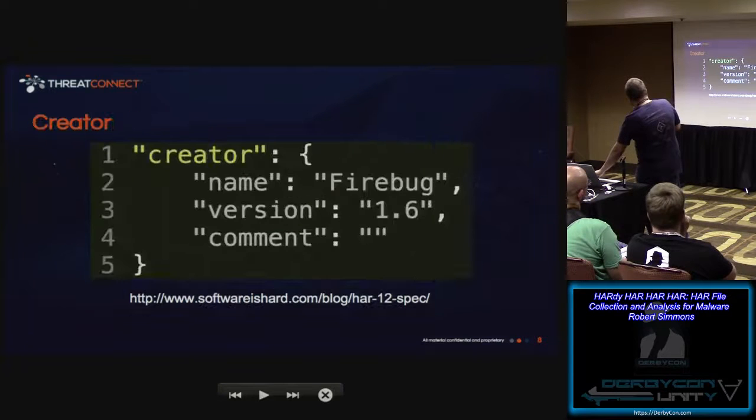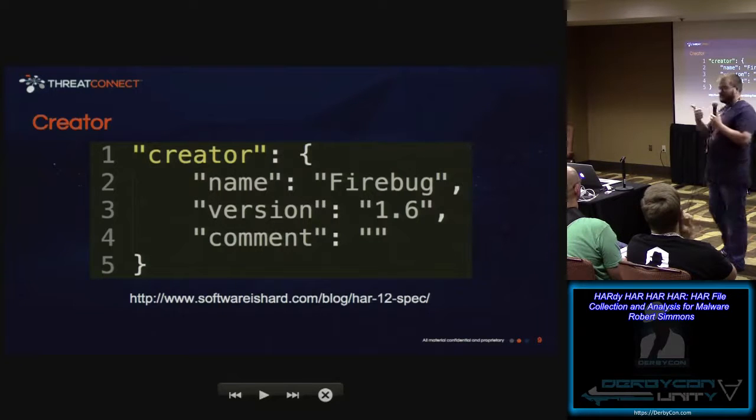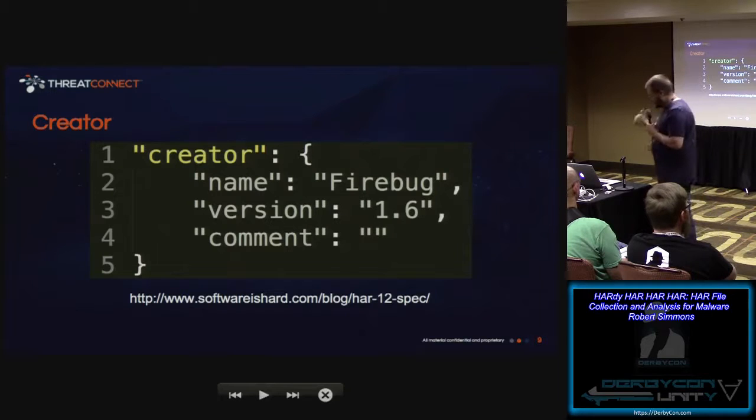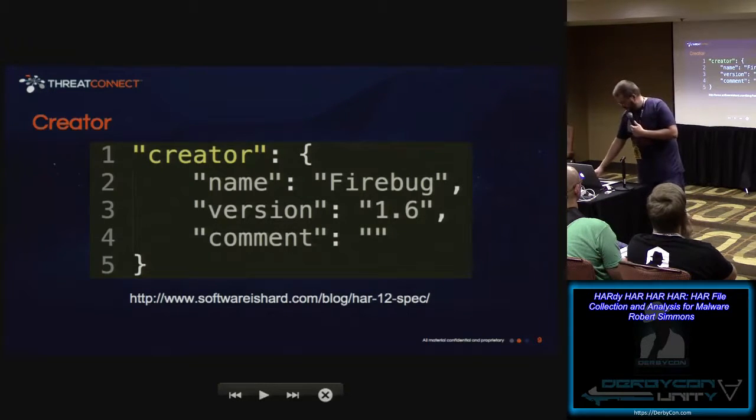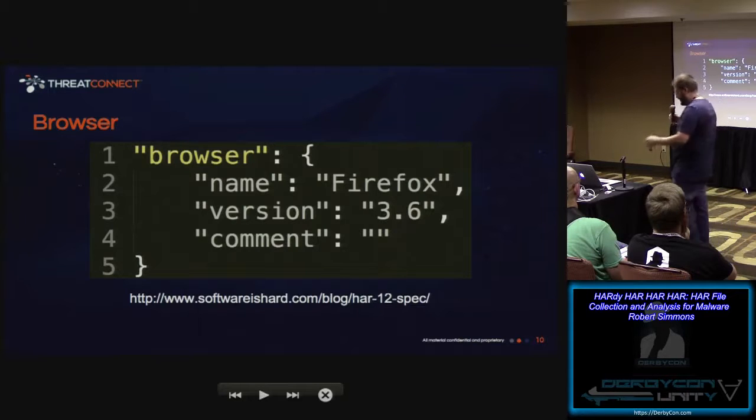So the creator key has a dictionary that has whatever the software that created it is, and the version of that. So in this case, Firebug version 1.6. I think Firebug is up to version 2.0.12 or something like that. The documentation that I pulled this from is actually very old. So the browser, it also shows you that it records the browser and browser version.